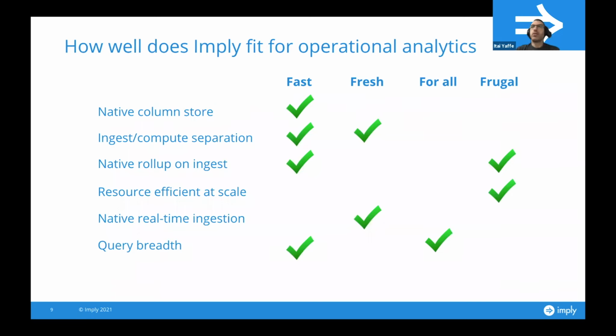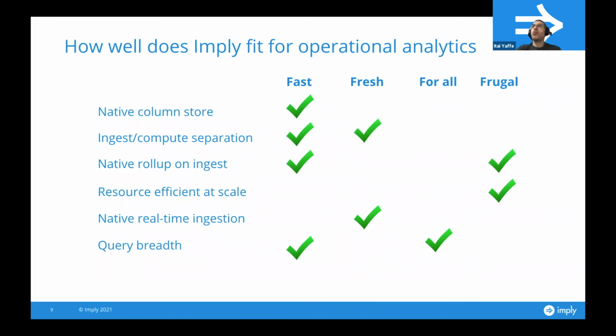So if we sum it up, we can see basically how Imply does a very good job with fitting those operational analytics purposes. So first of all, it's built from the ground up as a columnar store, so it gives you very fast capabilities. There's kind of a separation between ingest and compute with regard to how the processes are managed and how the resources are managed. So it goes to both fast and fresh.